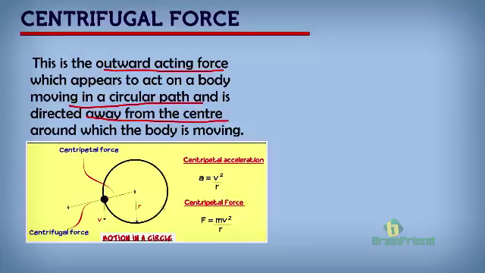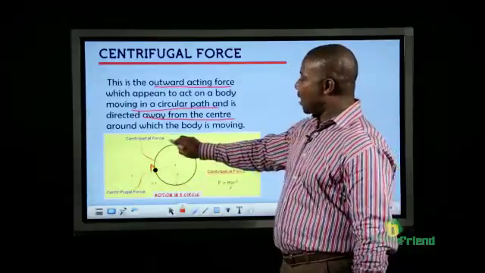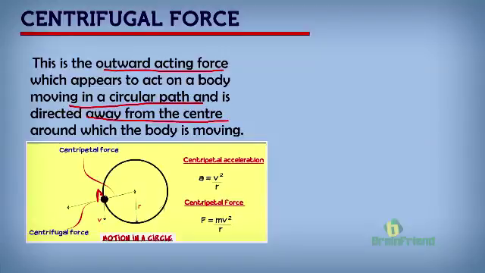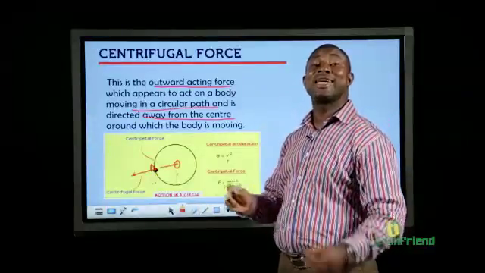This is an object, let's call it A, moving on the circumference of this circle. There is a force that wants to move it away from the circumference and away from the center. That force is what we call the centrifugal force. And then there is another force called the centripetal force that acts towards the center of the circle. Now, both forces are usually equal.